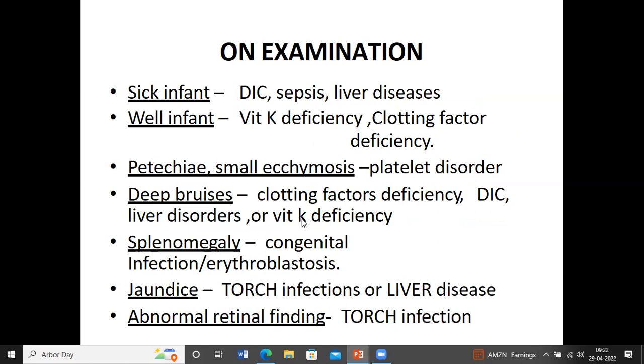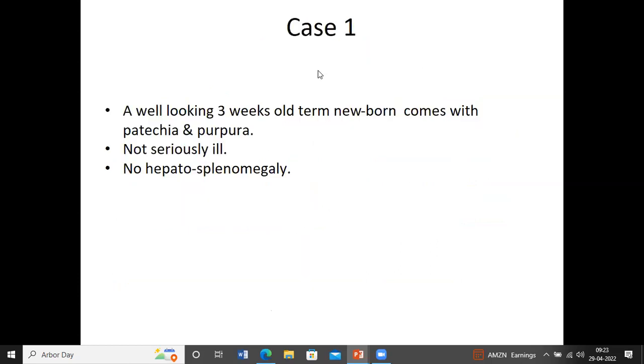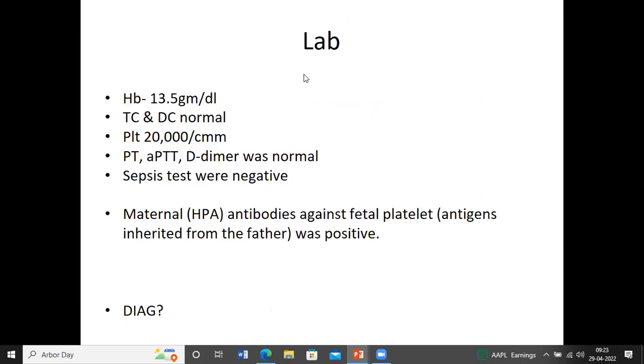So this is all that we discussed just before. Now let's go into case number 1. A well-looking 3-week-old term newborn comes with petechiae and purpura. This child is not seriously ill, and this child also does not have any hepatosplenomegaly. Some lab tests were sent.